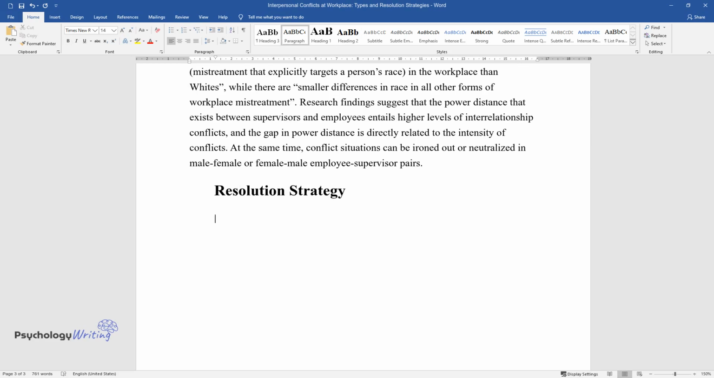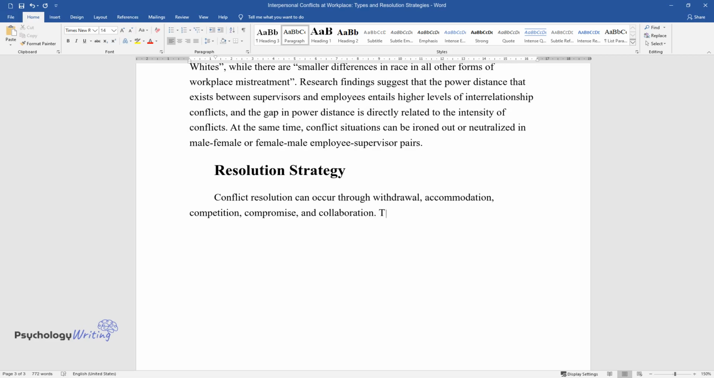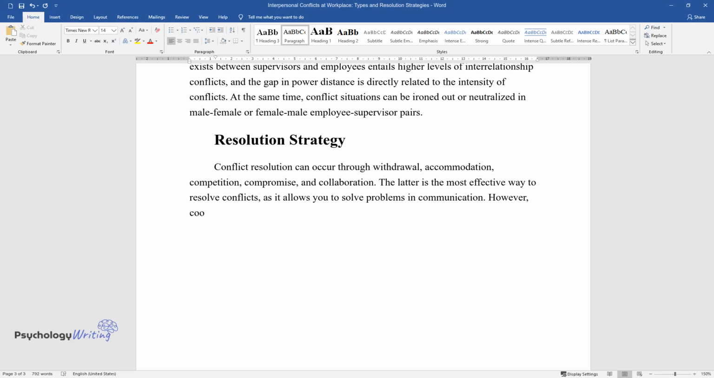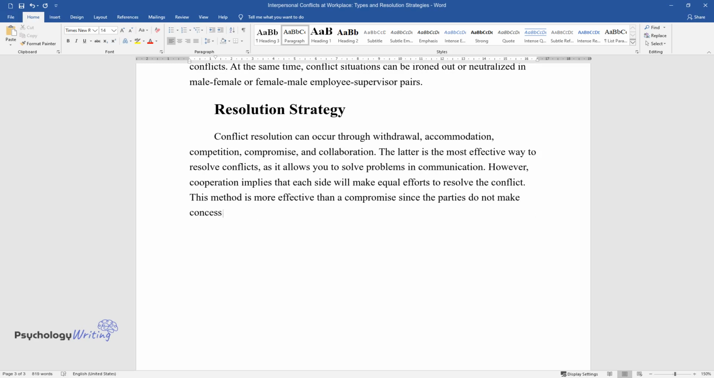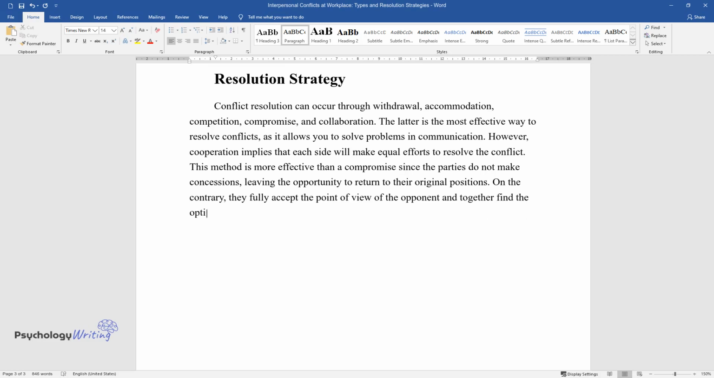Resolution strategy. Conflict resolution can occur through withdrawal, accommodation, competition, compromise, and collaboration. The latter is the most effective way to resolve conflicts, as it allows you to solve problems in communication. However, cooperation implies that each side will make equal efforts to resolve the conflict. This method is more effective than a compromise since the parties do not make concessions, leaving the opportunity to return to their original positions. On the contrary, they fully accept the point of view of the opponent and together find the optimal solution.